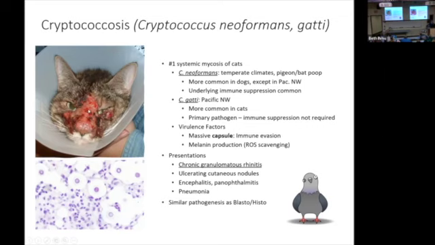So the presentation is chronic granulomatous rhinitis primarily. It usually comes in upper respiratory and forms these granulomas in the nasal cavity, which then can deform and expand the nasal cavity. So animals will often present with this swollen Roman nose, like the cat upstairs. And humans get this from cats. So this is a dimorphic fungus, infectious, not contagious, right?